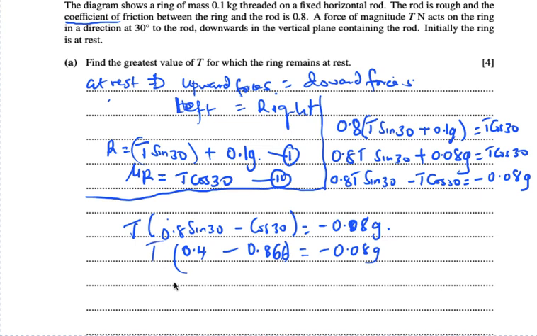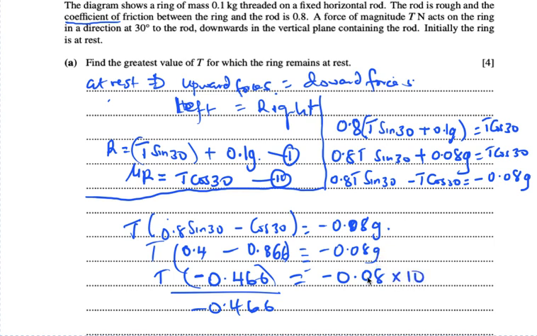Alright, so when we subtract the bracket, we are getting 0.466. This should be a negative. So we divide by negative 0.466. This is 0.08 times 10, remember the g is 10, all over negative 0.466. Alright, so 0.08 times 10 is 0.8, so when we divide it by 0.466, we get our beautiful answer.